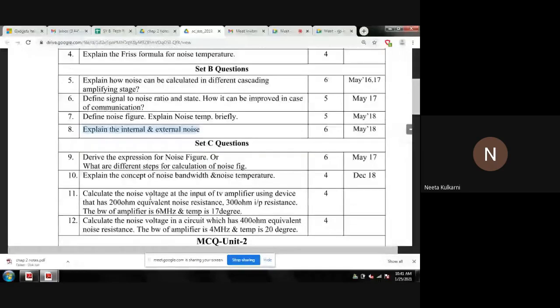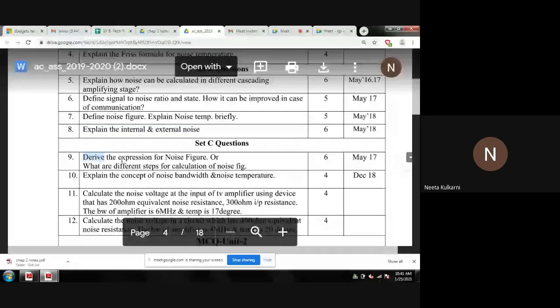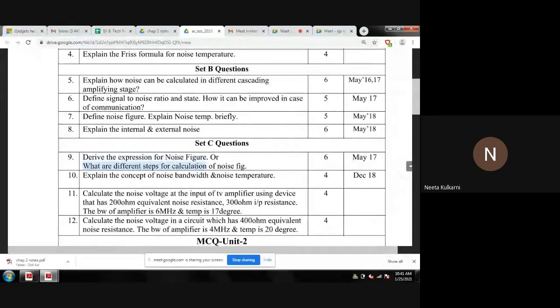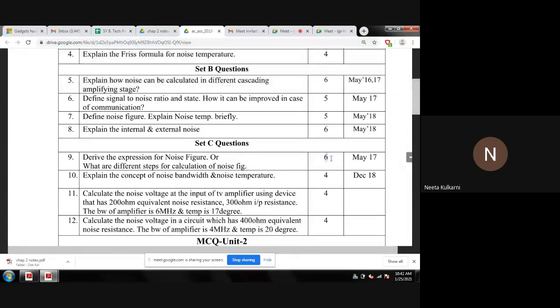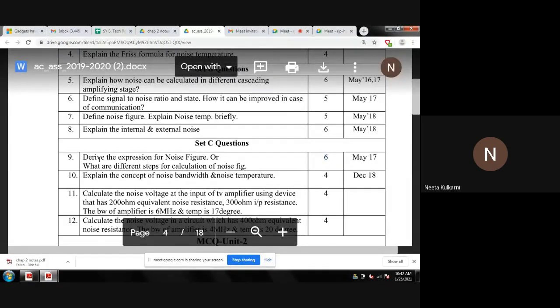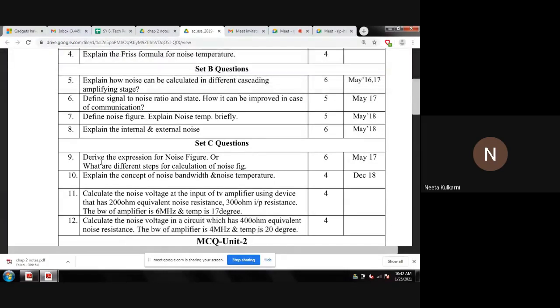Then next question is derive the expression for noise figure or what are the different steps for calculation of noise figure. आता noise figure चं derivation, that is the most lengthy part in this chapter. There are around 7 steps in the derivation of noise figure. So based on weightage you have to write down the steps. So almost it will have weightage around 6. त्याच्यापेक्षा कमी मार्काला ते नसणार आहे कारण डेरिवेशन लेंथी आहे. So you have to write down all the steps properly.